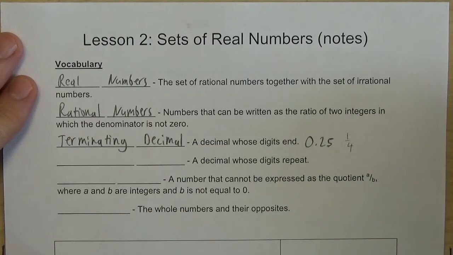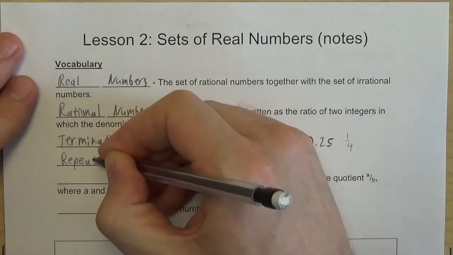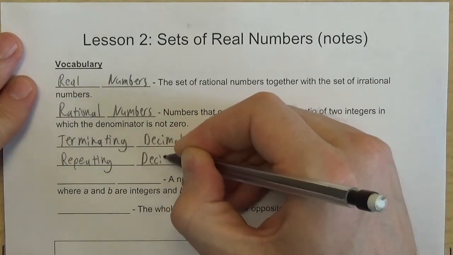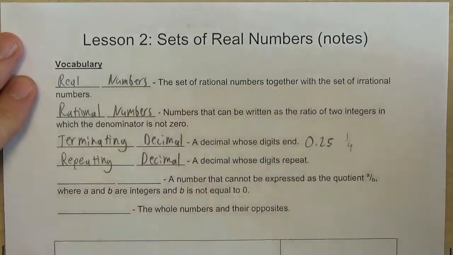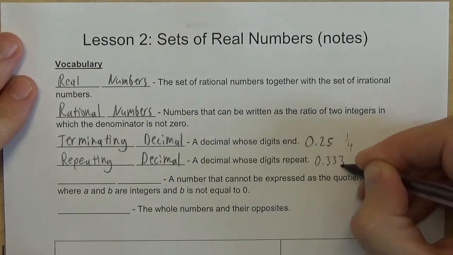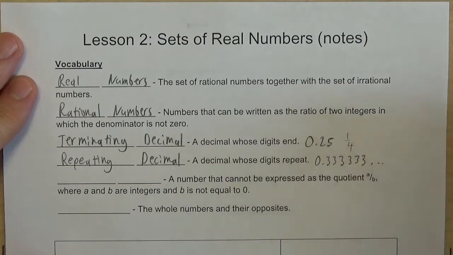A decimal whose digits repeat. This one's pretty common sense here. It's a repeating decimal. Make sure you're getting these written in here with me. So an example of that would be something like 0.3333, and the 3 just goes on and on forever like that. I'm going to just use an ellipsis to show that. There's another way to show that digits repeat, but for now I'm just going to write that.